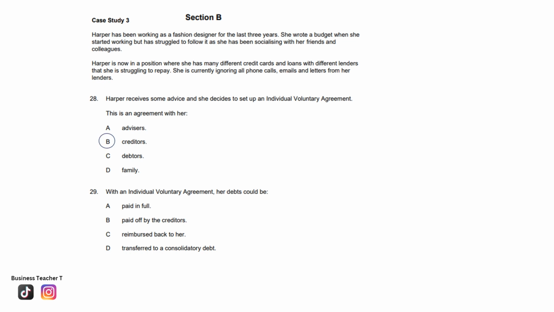With an individual voluntary agreement, her debts could be A. paid in full, B. paid off by the creditors, C. reimbursed back to her, or D. transferred to a consolidatory debt. And the answer is A. Paid in full.